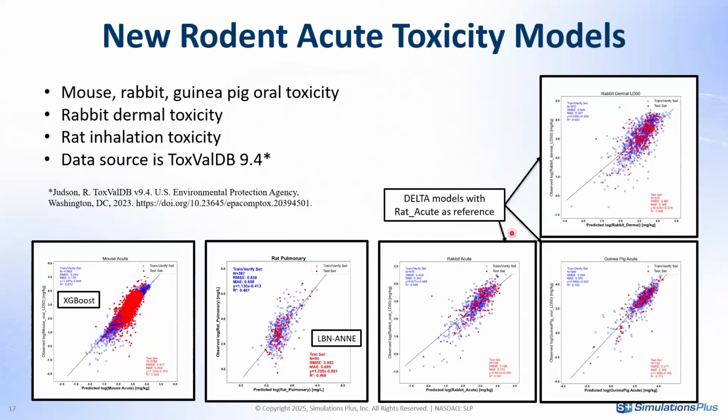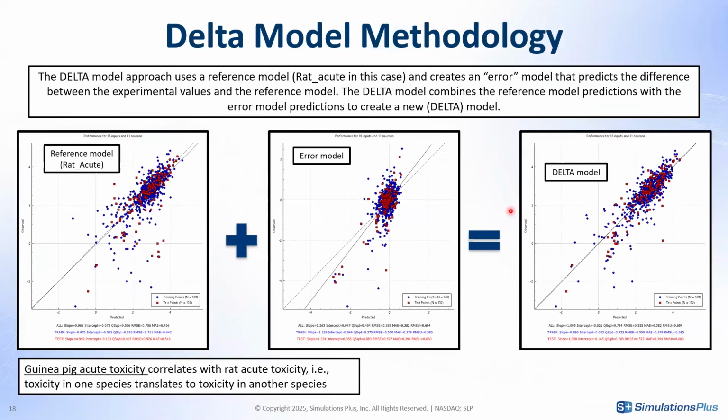I just want to have one more slide to further illustrate how this works. And this is using the guinea pig acute toxicity model as the example. So here on the left, it's the predicted and observed plot, but here the predictions come from the reference model, which again is the rat acute toxicity model. So the predictive performance is actually already pretty decent. So clearly there's a correlation between the rat acute toxicity and the guinea pig.